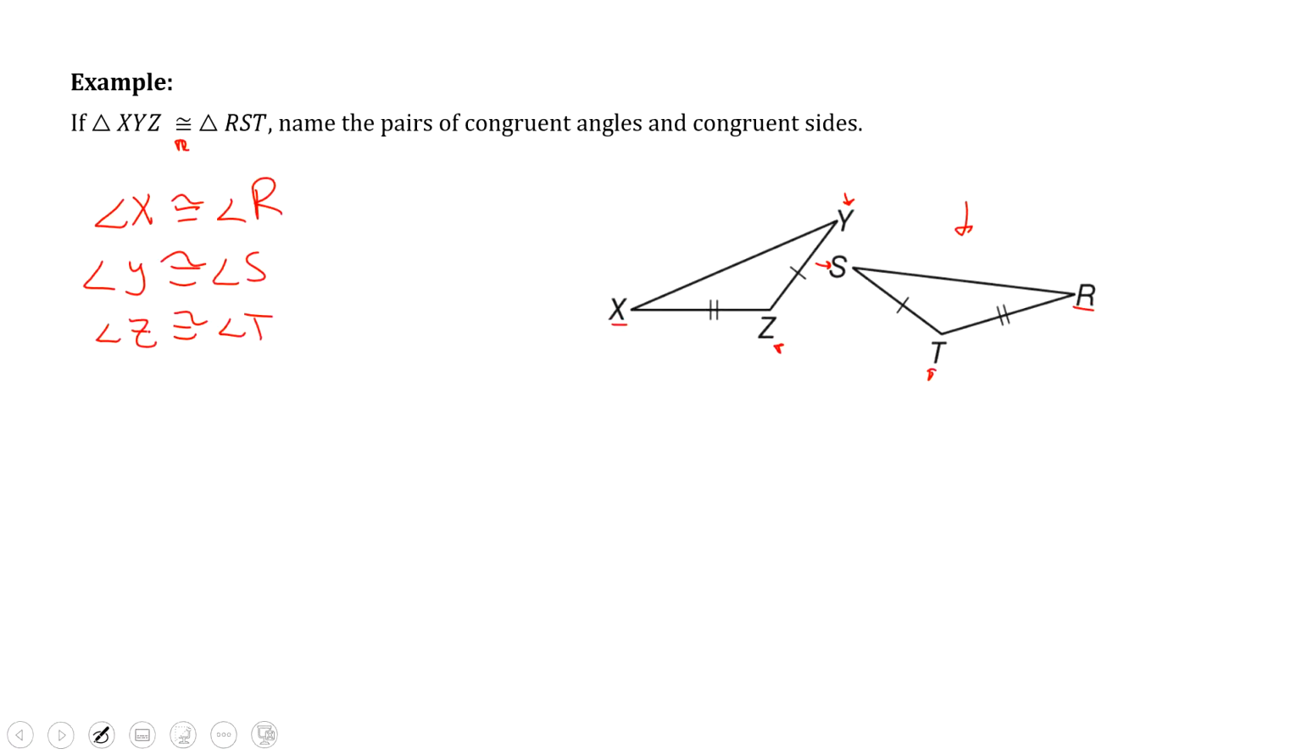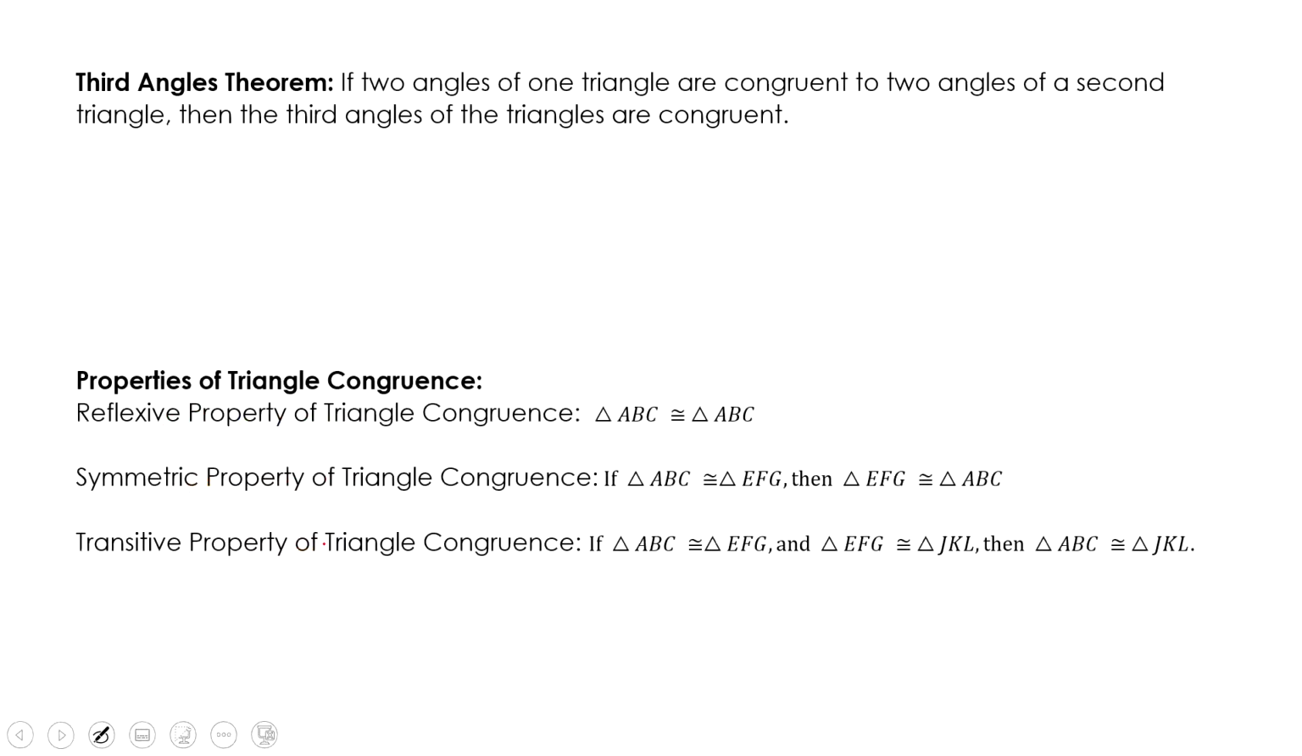My side congruencies then are XZ is congruent to RT. ZY is congruent to TS. And then XY is congruent to RS. Does that make sense? A lot of stuff we'll do, we'll be told what's congruent. You'll have the slash marks. You'll just have to look and see, does it make sense that they're congruent? Okay.